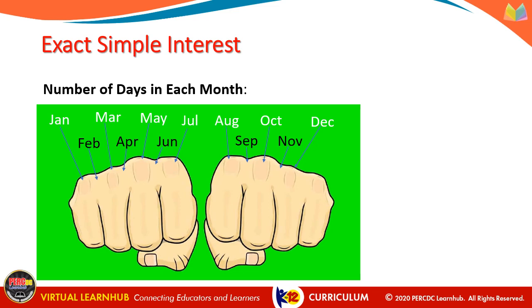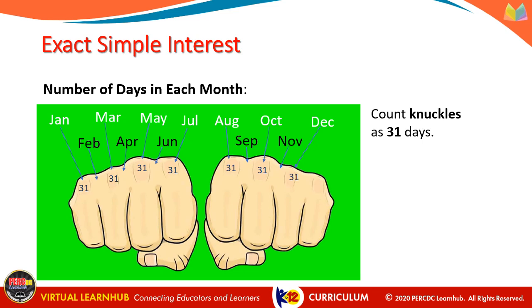So those months that land on your knuckles are the months with 31 days. Count knuckles as 31 days. January, March, May, July, August, October, December. Those are the months with 31 days.